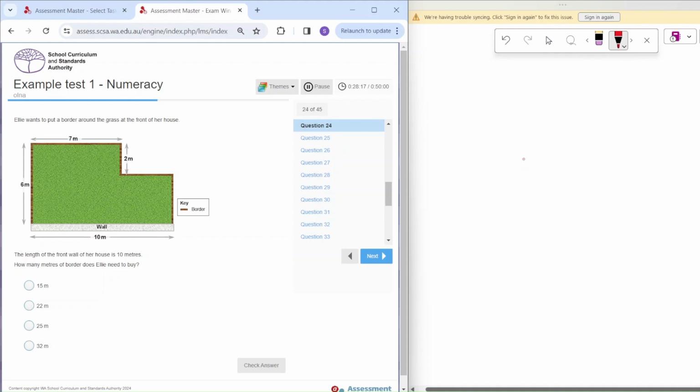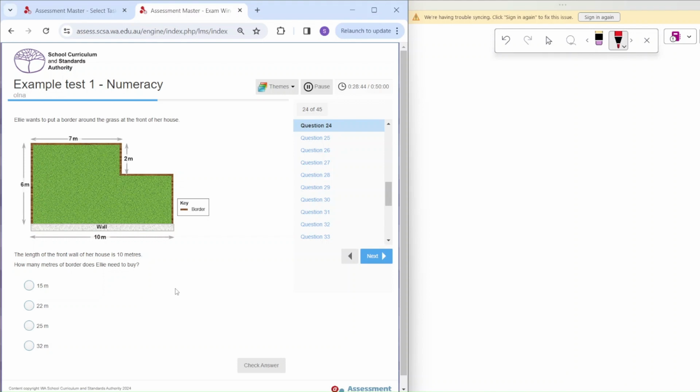Ellie wants to put a border around the grass at the front of her house. The length of the front wall of her house is 10 meters. How many meters of border does Ellie need to buy? Okay, so the interesting thing here, we need to pay attention to the fact that they've asked for just the border, which is given by this brown. The key shows it. Looks like a fence. We don't need to find the distance of the wall.